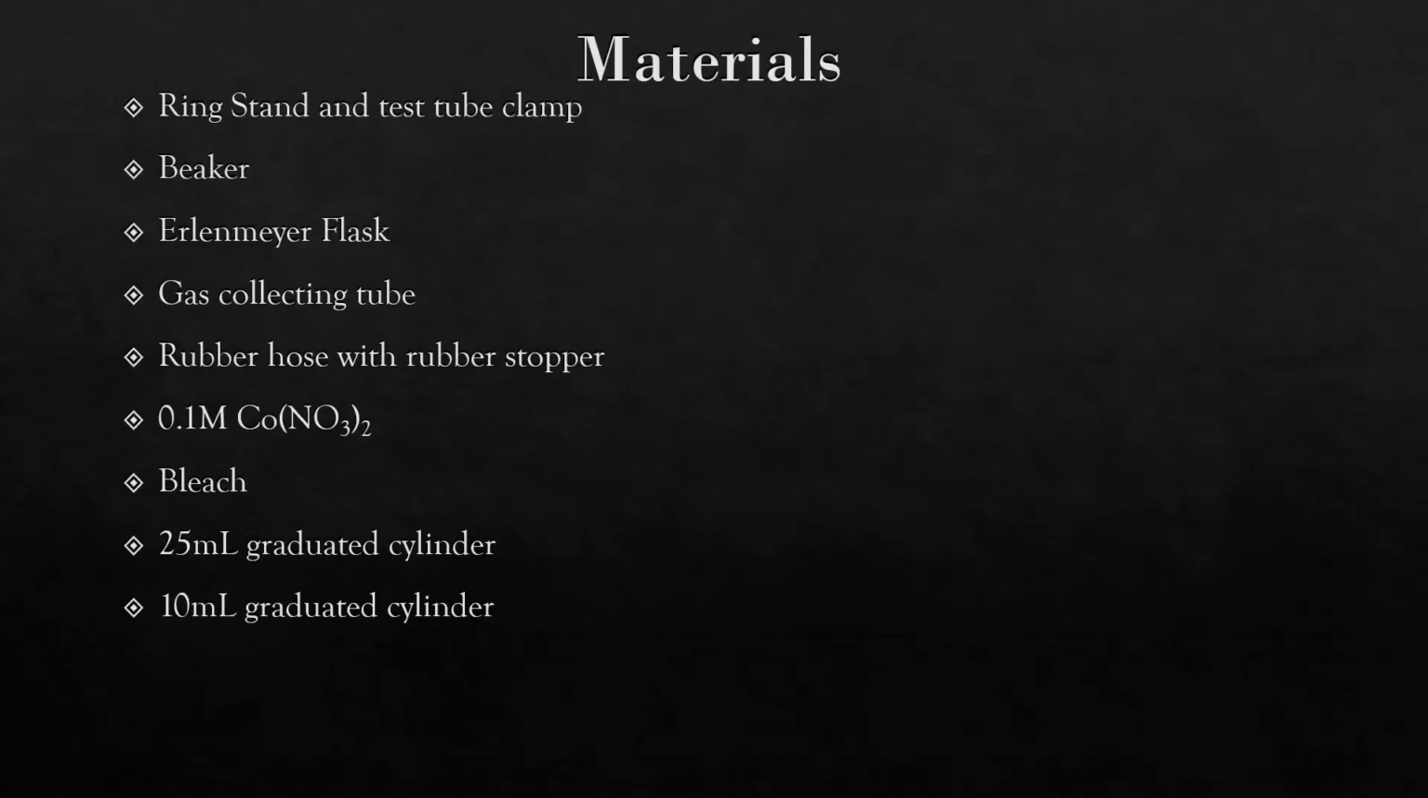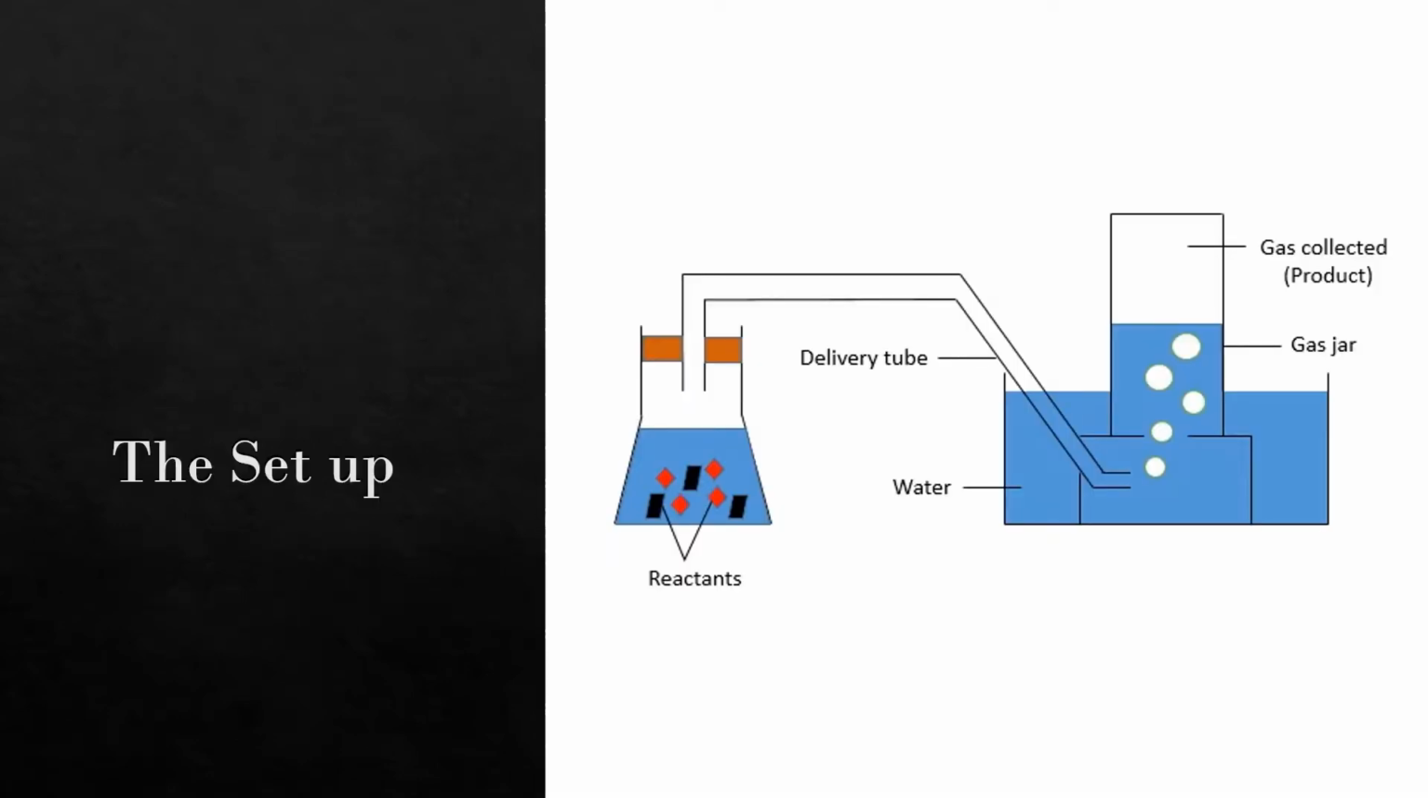So the first thing that we're going to need are our materials. You should have a lab handout, ring stand and test tube, beaker, Erlenmeyer flask, gas collection tube, rubber hose with rubber stopper, and then we are going to get some cobalt-2 nitrate, 0.1 molar, the bleach, which is our sodium hypochlorite, and a couple of graduated cylinders. Now, here's what the setup is going to look like on a schematic.